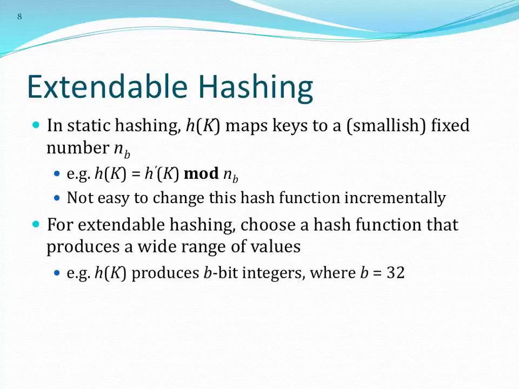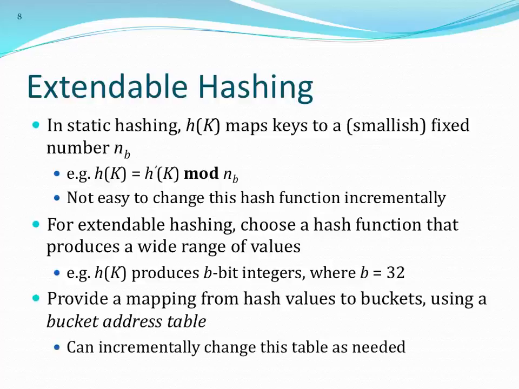So what we do instead is we update the mapping of our hash values to buckets. In extendable hashing, we have some hash function, which is basically our h prime of k above. It produces some large number of values. You can think of it like the hashCode function on java.lang.Object, exactly like that. You produce a 32-bit value, and then you can map that somehow to buckets. Extendable hashing relies on having a bucket address table that we can modify over time, so that we don't have to change the hash function; we change the mapping, and that allows us to change the mapping incrementally.